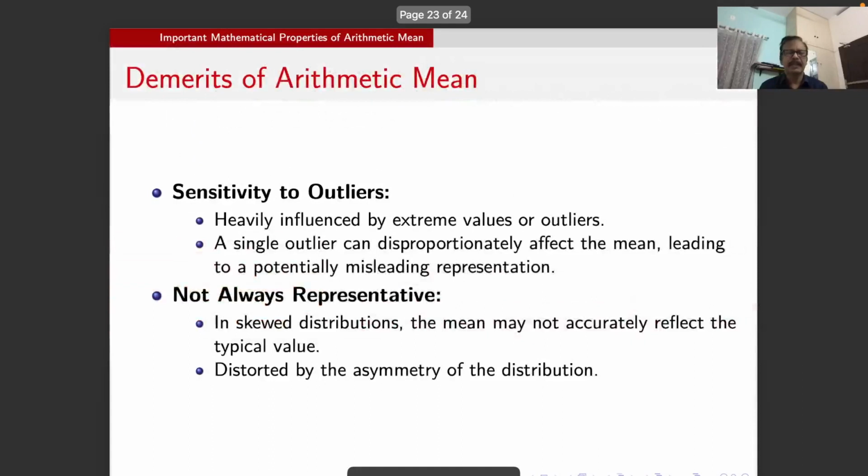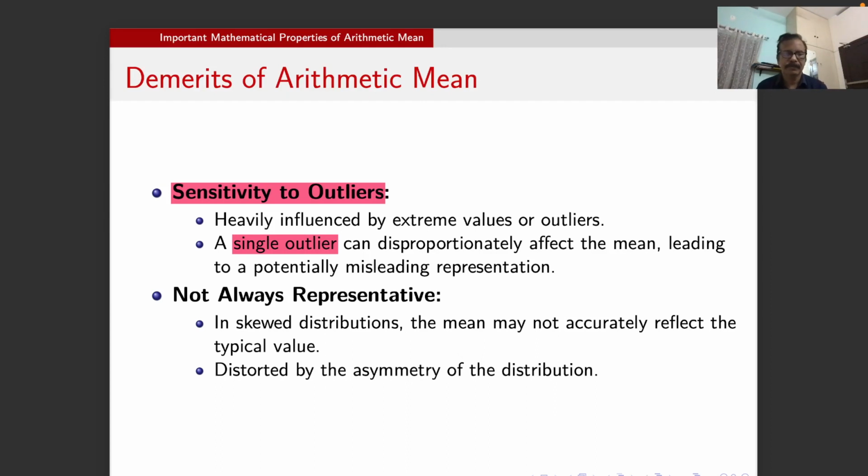Some demerits are the sensitivity to extreme values, extreme data points or values. The extreme values are also known as outliers. So it is heavily influenced by outliers or extreme values. For example, a single outlier can disproportionately affect the mean, leading to a potentially misleading representation.